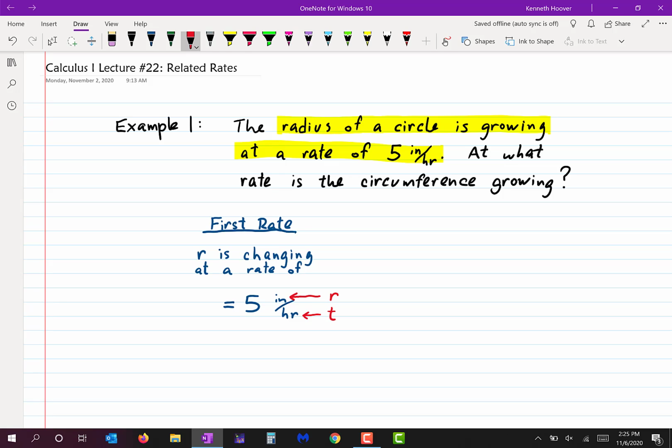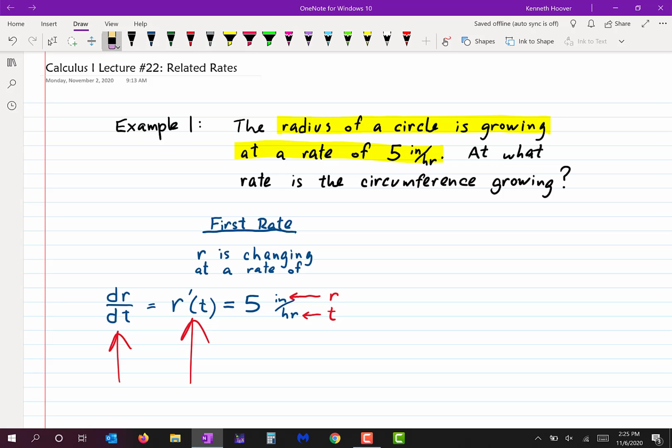So this is really important. What they're telling us, just by saying inches per hour, is that the radius is a function of time. The radius will have a different measurement at different times. So this derivative we could call r prime of t, or we could call it dr dt, depending on whether you like the prime notation or the Leibniz notation, whichever one you prefer.